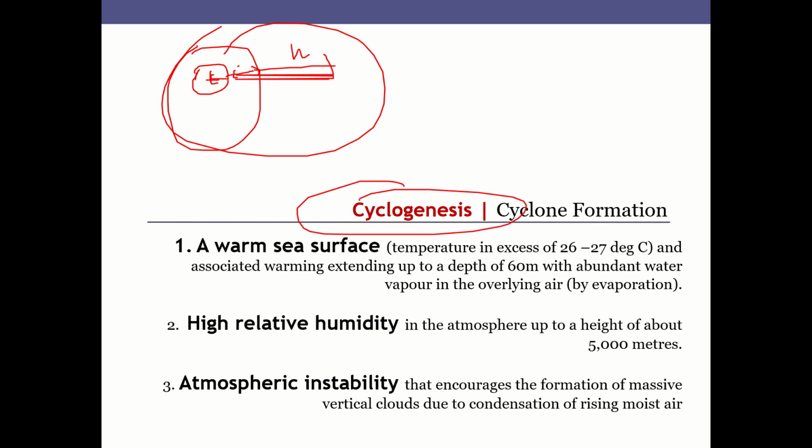cyclogenesis, we can see that these phenomena are quite common, and these phenomena are observed, and if this happens, the cyclone formation can be observed, or this is how the cyclone formation is notified. Okay, so what happens? The first one, a warm sea surface.